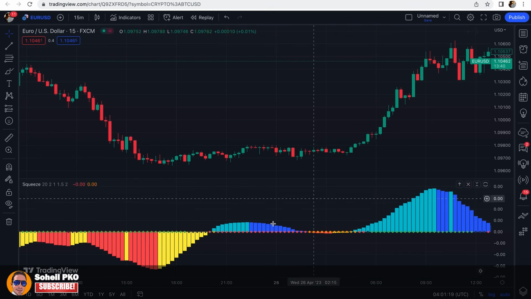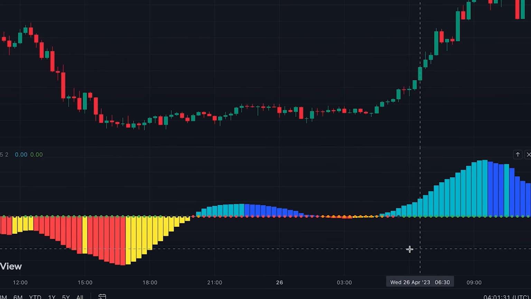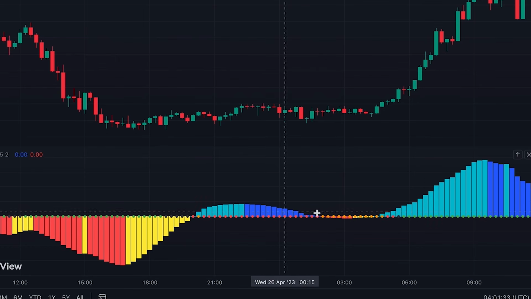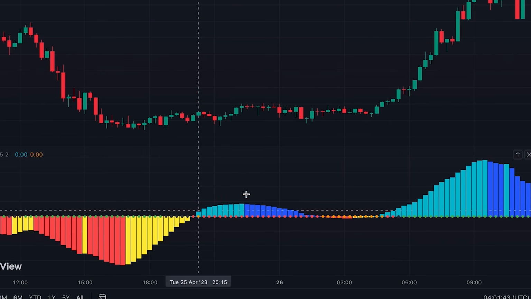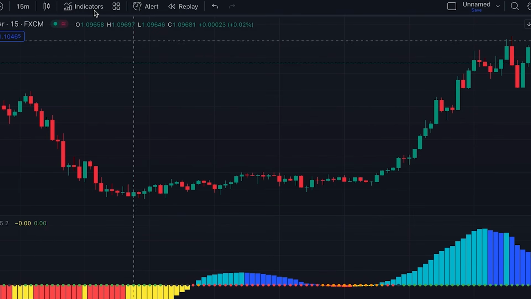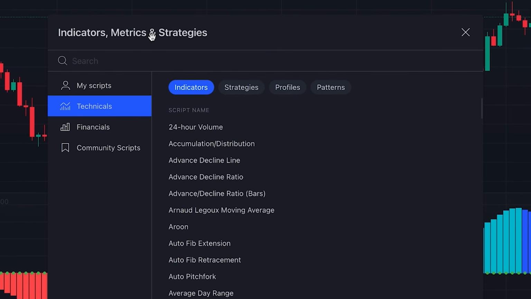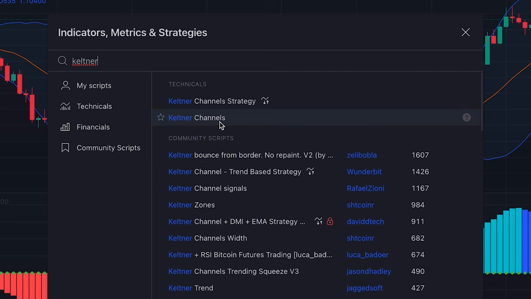Alright, let's see what we have here. This indicator has two components. The volatility component, which is these small dots that you see here in the middle of the indicator, and the directional component, which is this histogram that is moving above and below zero. The volatility component is built based on two other volatility indicators, Bollinger Bands and Keltner channels. Let me add them to the chart so you better understand how this indicator works. Bollinger Bands, this one, and Keltner channels, this one.